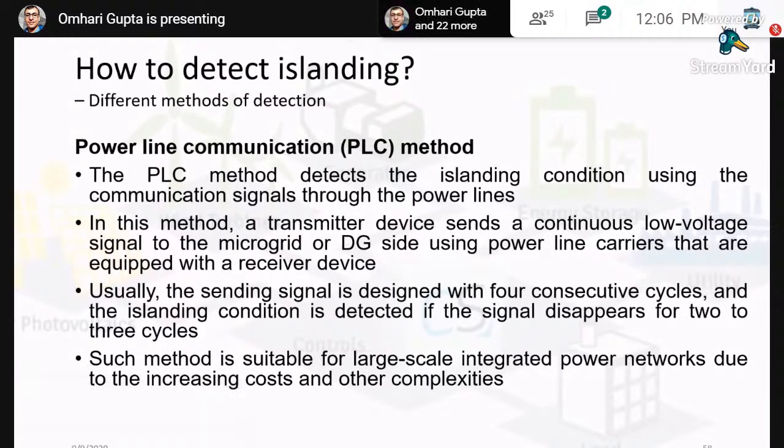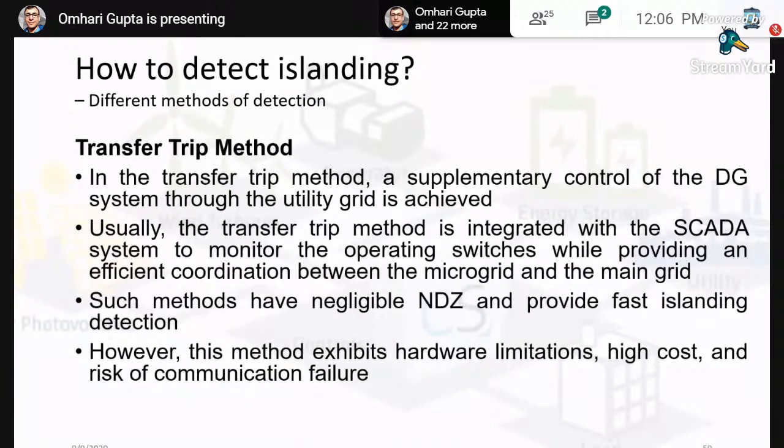Then transfer trip method. Usually, this method is integrated with the SCADA system to monitor the operating switches while providing an efficient coordination between the microgrid and main grid. Such methods have negligible delay, and obviously the islanding detection will be faster. However, this method has hardware limitations, high cost, and risk of communication failure.